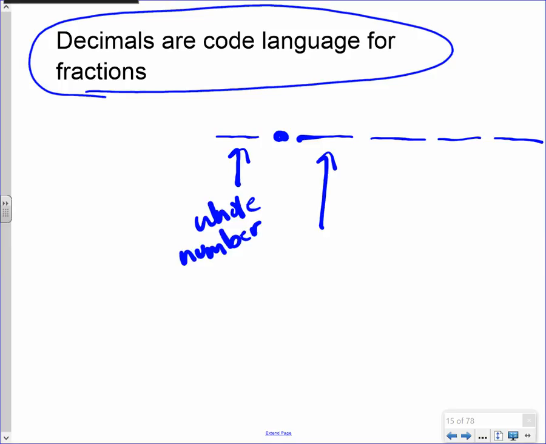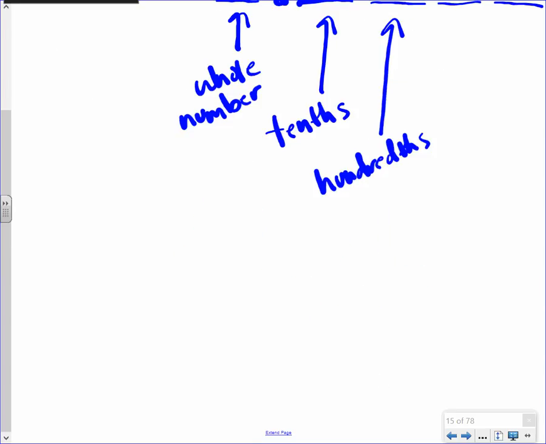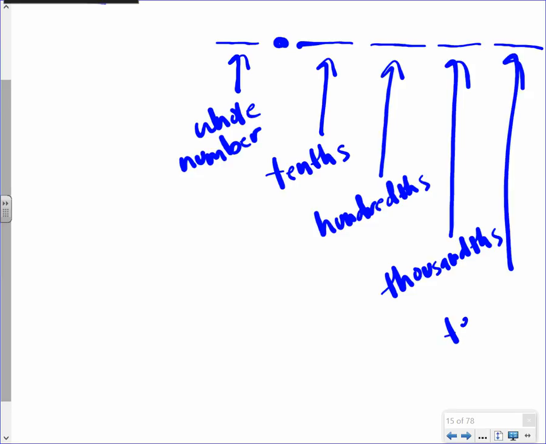Underneath this, I'm going to put an arrow here. This is the tenths place. Hundredths. Thousandths. Ten thousandths. And the fraction gets smaller and smaller. We'll just stop at the ten thousandths for my little lecture here.